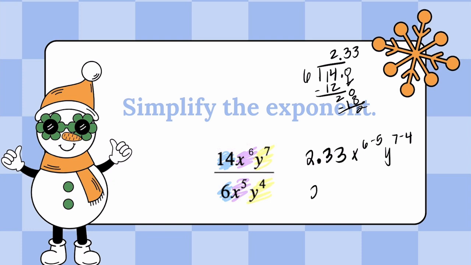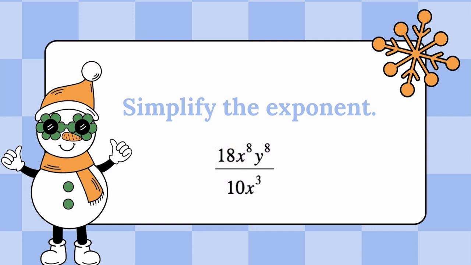So then we'll have 2.33 times x. 6 minus 5 is 1, so I can leave it like this. And then 7 minus 4 is 3. Remember, when variables are written next to each other without any multiplication sign, they just indicate multiplication. Okay, so let's look at the next example.